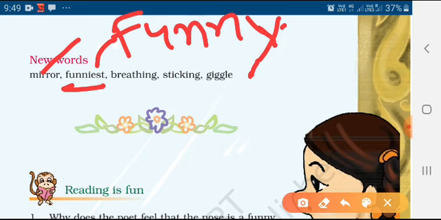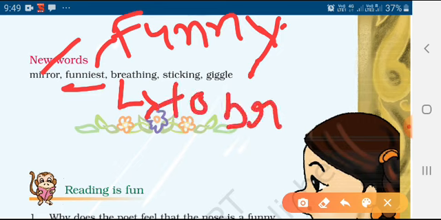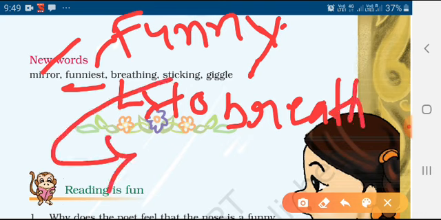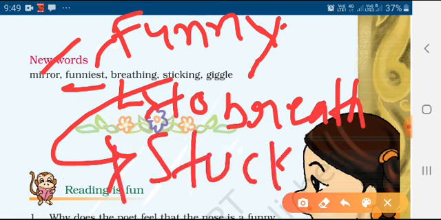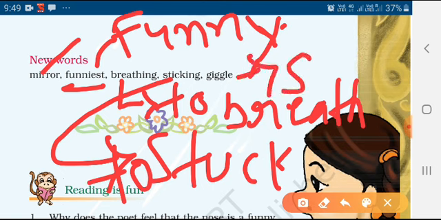Next is breathing. Breathing means to breathe, or सांस लेना. I think it is not a difficult word. Sticking means to be stuck, और चिपका हुआ होना या लगा हुआ होना. Giggle, as I said, means smile.